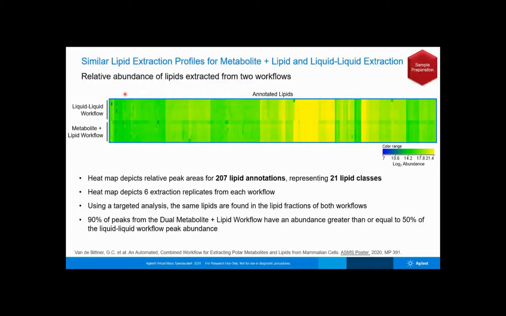This is a heat map from Mass Profiler Professional that shows the approximately 200 lipids found in negative mode LCMS for the dual metabolite plus lipid workflow and the liquid-liquid extraction workflow. Note, the same lipids were found during data analysis across the 2 workflows. Additionally, 90% of the peaks found in the liquid-liquid method are present in the dual metabolite plus lipid method, with a peak abundance that is at least 50% of the peak abundance of the liquid-liquid extraction method.